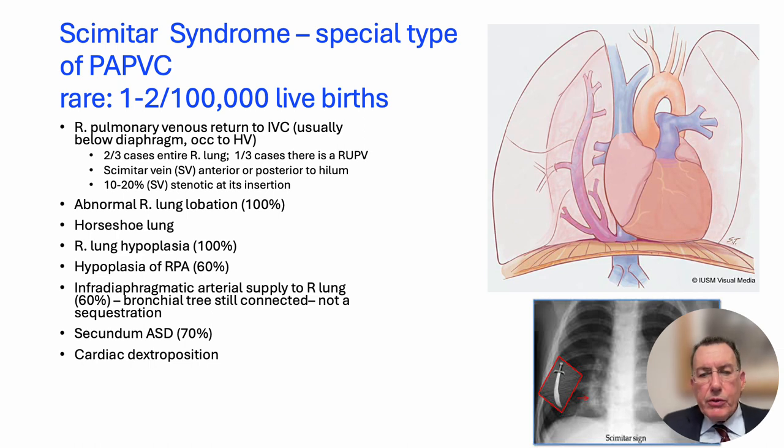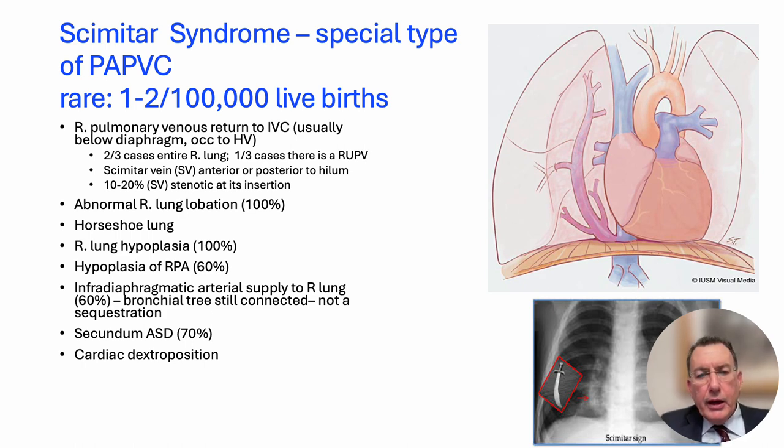The name was given to the syndrome because of the appearance on chest X-ray of the anomalous vein in many patients with this condition. The anomalous vein, which notably may course anterior or occasionally posterior to the diaphragm, and this has important implications regarding repair technique, may be stenotic at its insertion in 10 to 20% of cases.